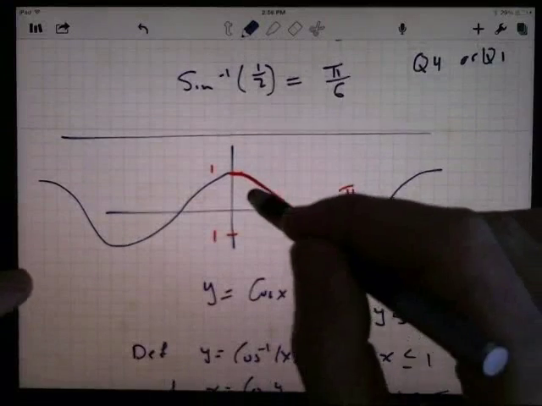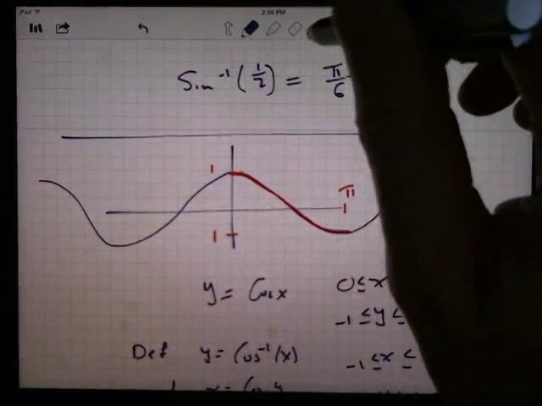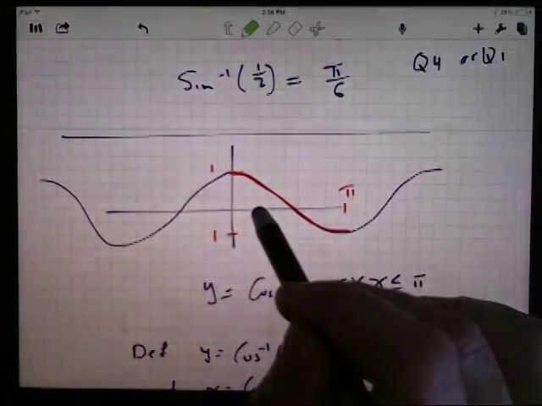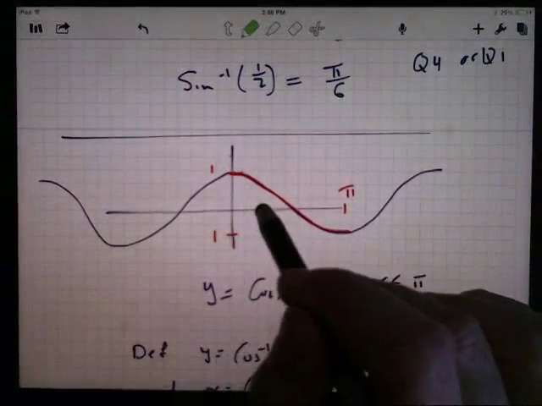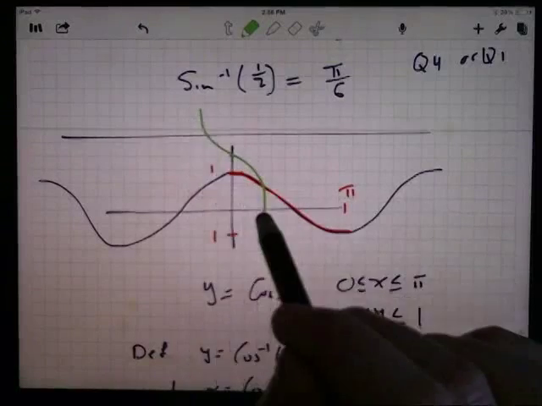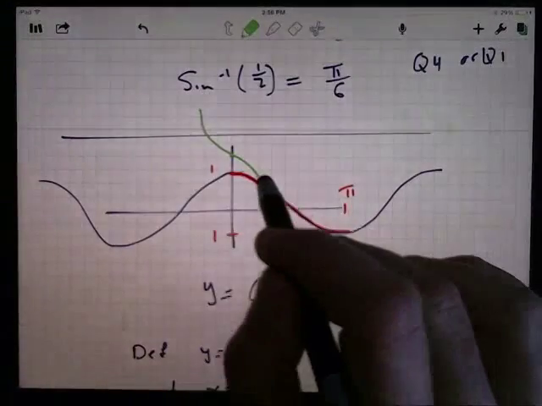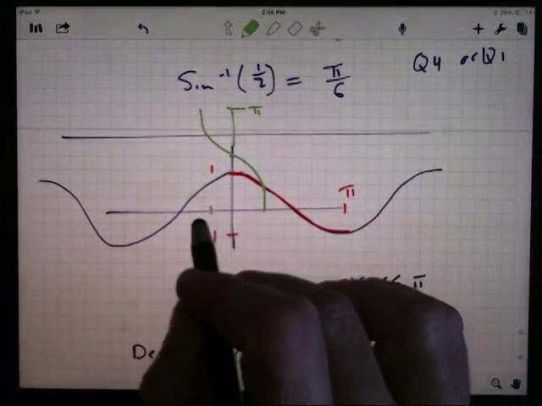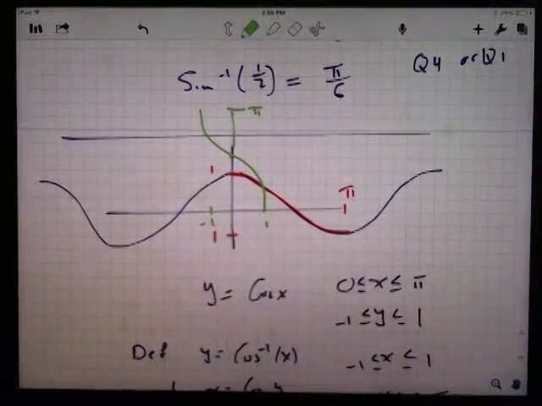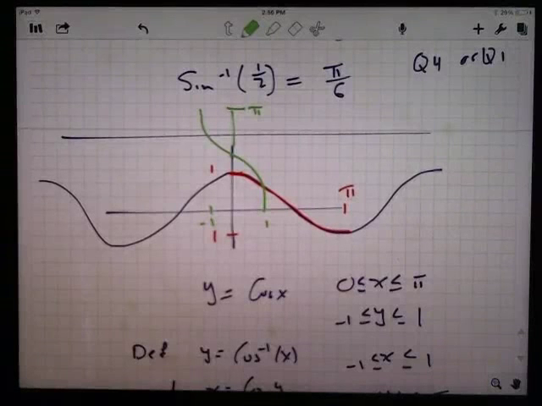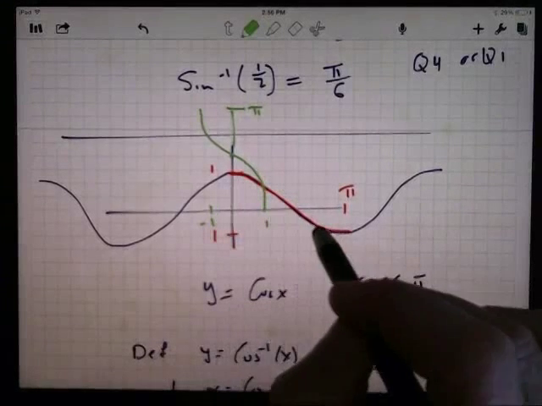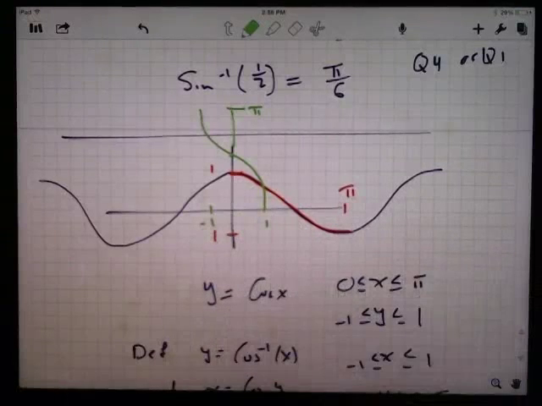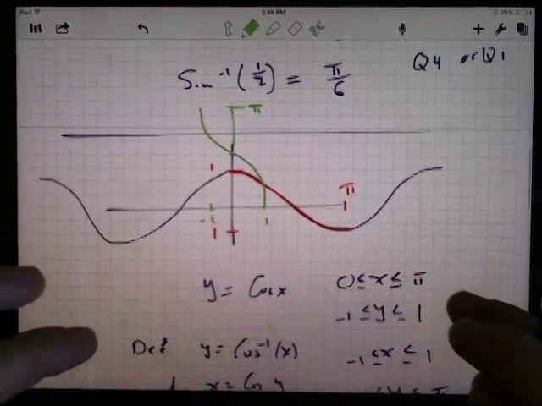That is, when I look at this graph and invert it, let's do this in green, it ends up looking like a cosine curve that's headed up the y-axis. It gets all the way up here to pi. It goes as low as minus 1, goes as high as plus 1 in the x direction. It's this part of the cosine curve reflected over the line y equals x. Okay.